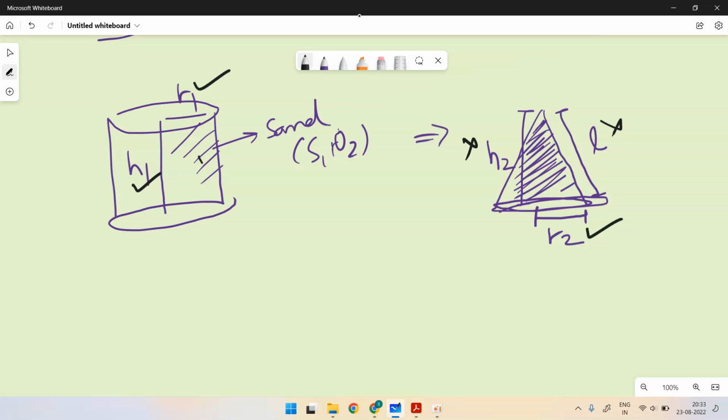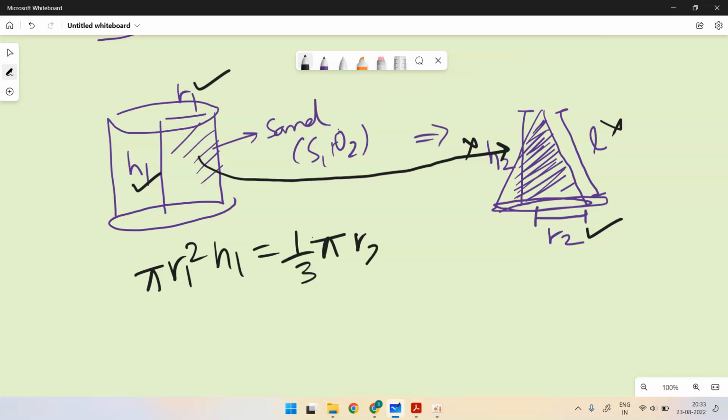See, the volume of sand taken from this bucket is used to create this, which means conservation of volume. Volume of cylinder pi R1 square H1 will be equal to the volume of this cone, 1 by 3 pi R2 square H2. You can even cancel out the pi's. R1 is given, H1 is given, from which we can calculate H2. From here we get the value of H2.